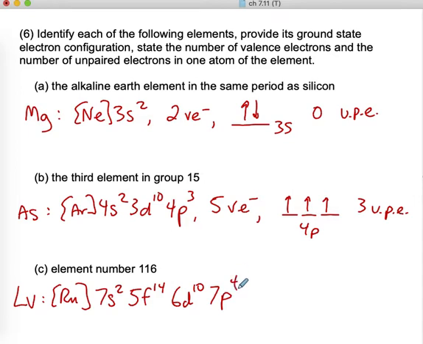in the 7p sublevel. Now, there are lots and lots of electrons after the radon configuration, but only those in the highest occupied principal energy level count as valence electrons. Not the 5f electrons, not the 6d electrons, but only the electrons in the 7s and 7p, because they're in the highest occupied principal energy level. So that would be a total of 4 valence electrons. And to count the unpaired electrons, placing 4 electrons in the 7p sublevel, 1, 2, 3, 4, in obeyance of Hund's rule, that would give me 2 unpaired electrons.